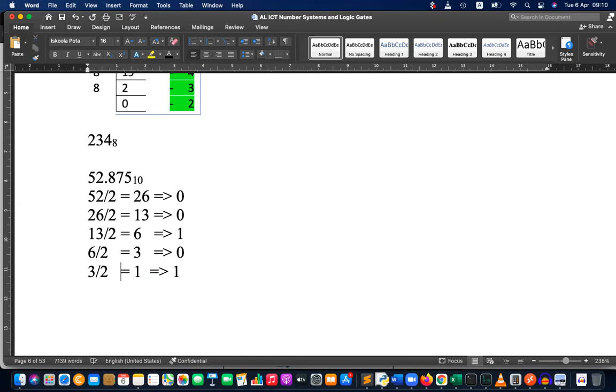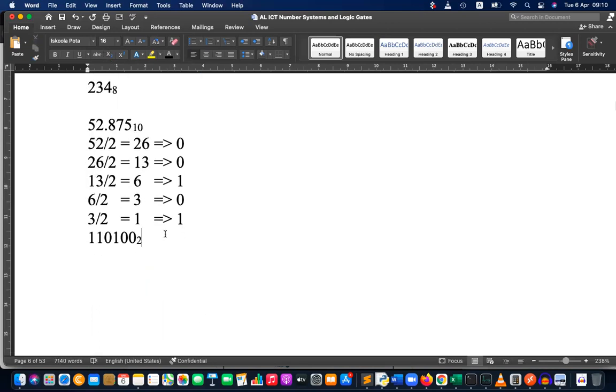Right. So then you have to take the remainders from the bottom to top. When you take bottom to top, what is the binary value? It is 110100. That is the binary number for the integer part. But there's another mechanism to convert the decimal part. For the decimal part, you take the 0.875, and this is opposite, you multiply by 2.